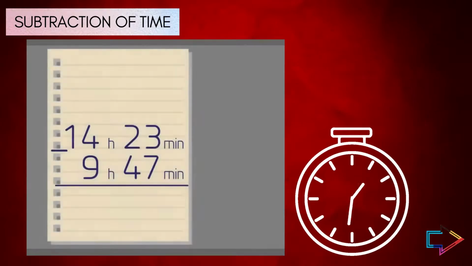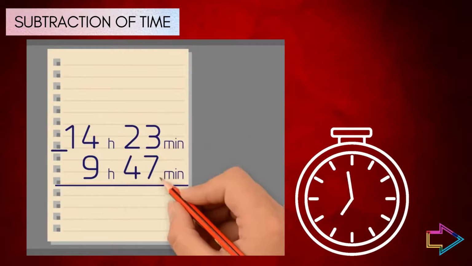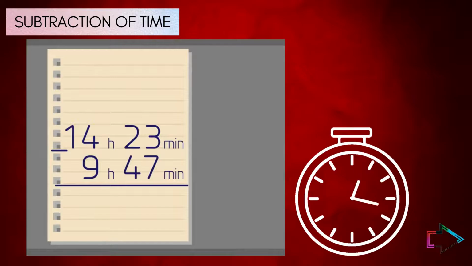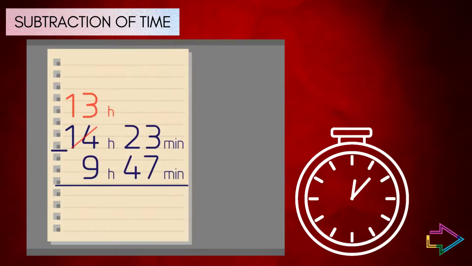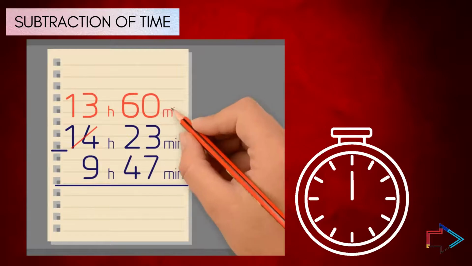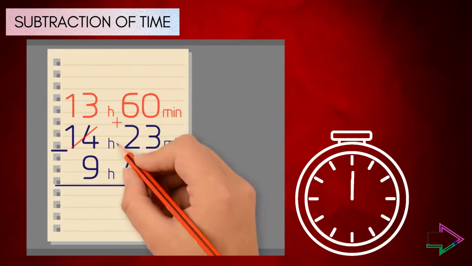Let's try another example. Take a look at the minutes. We can see that the number of minutes at the top is smaller than the number at the bottom. So we have to borrow an hour to make this number bigger. We cross out 14 hours and make it 13 hours. Instead of carrying 1 hour, we carry 60 minutes, because there are 60 minutes in 1 hour. 60 plus 23 becomes 83 minutes.